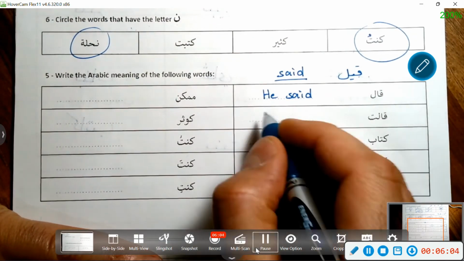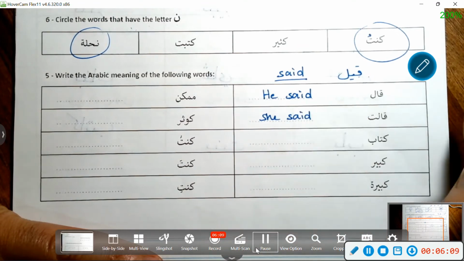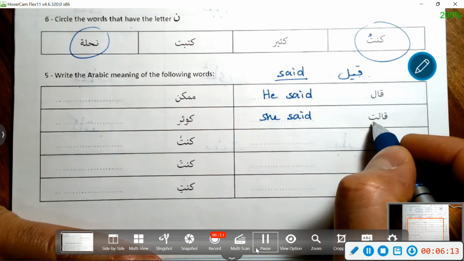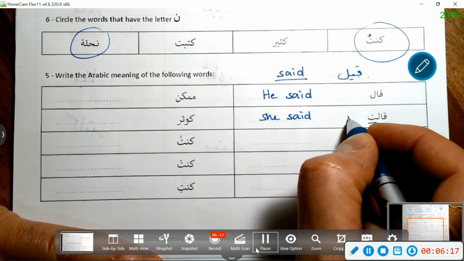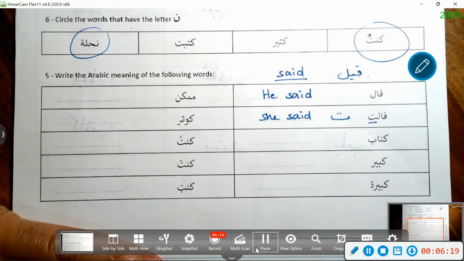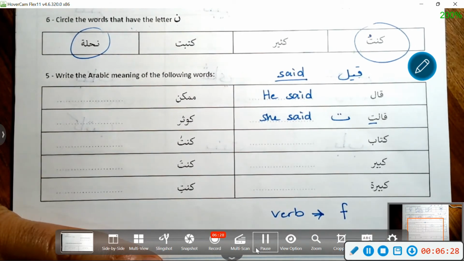قالت, she said. Because as we said, if you want to convert any verb into feminine form, we have to add ta مفتوحة, like this. So verbs, to convert them into feminine form, we add ta مفتوحة.